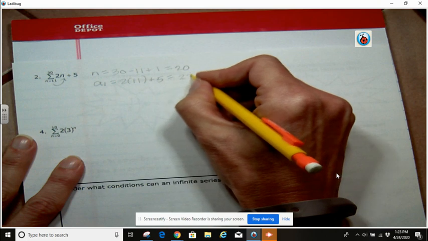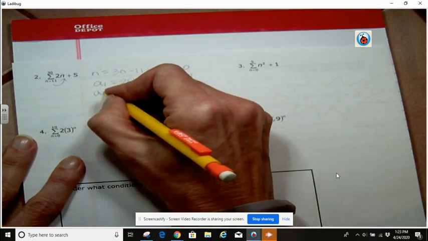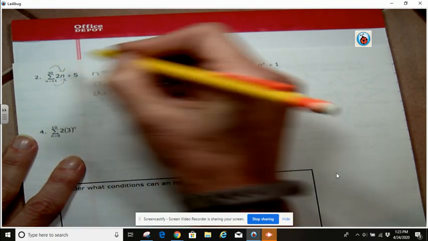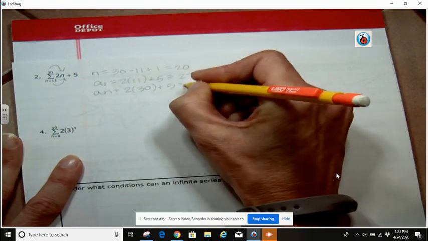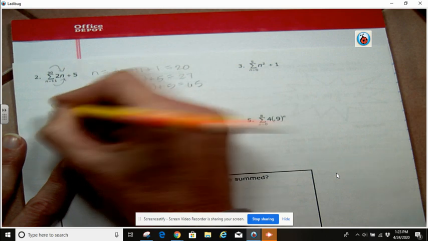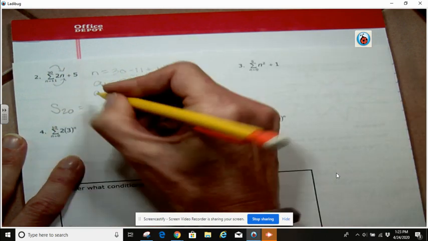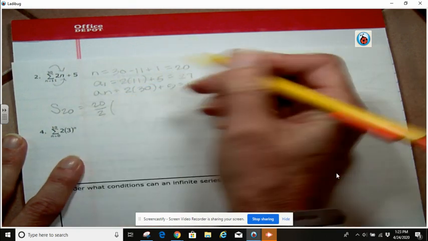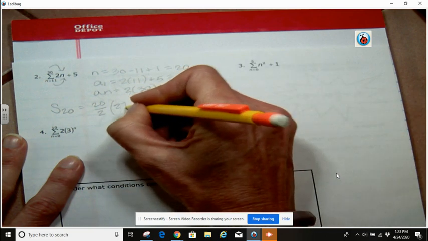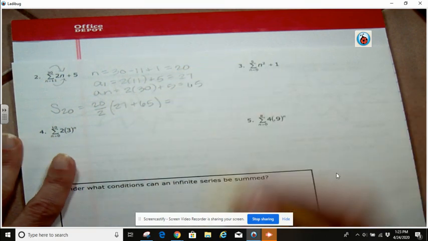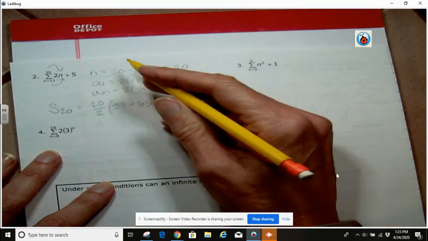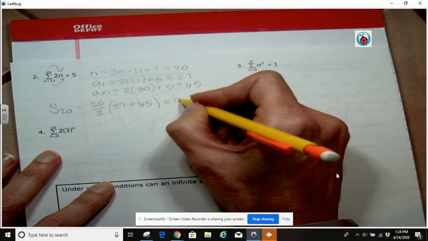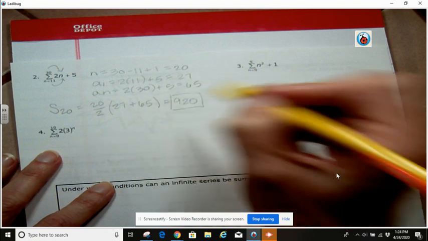22 plus 11 is 27. A sub n is what you get when you plug in the top number, which is 30. So you get 65. So S sub 20 is 20 over 2 times the quantity 27 plus 65. And we get the sum of those first 20 terms, or the 20 terms from the 11th to the 30th, is what we're finding, is 920.